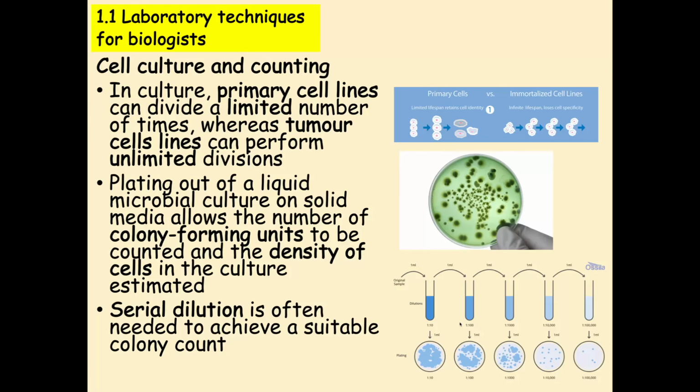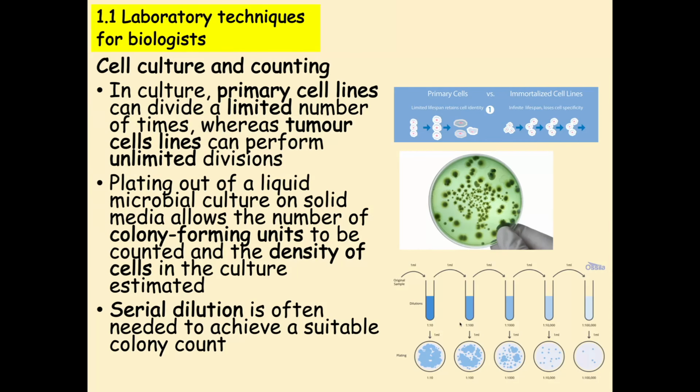Okay, lastly, cell culture and counting cells. So when we have cells in culture, we can use primary cell lines, which tend to come from the tissues of the organisms or directly from the organisms that we're studying, but they can only divide a limited number of times, okay? Whereas if we take tumor cell lines, they can perform unlimited divisions, okay?